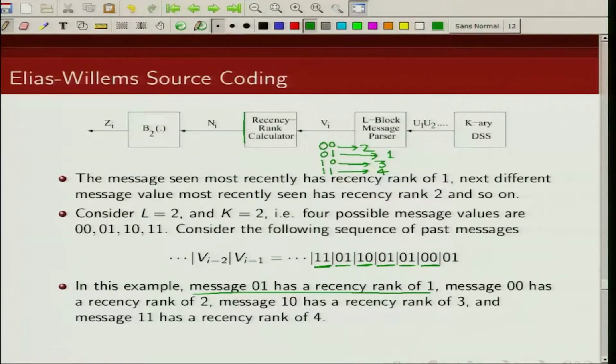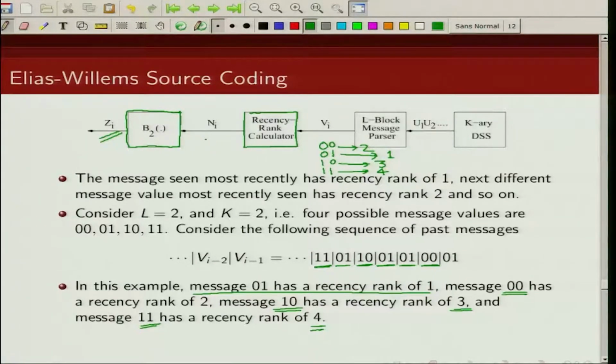So this block that I mentioned is essentially emitting a positive number, and that's an indication of how long in the past that particular sequence has occurred. So as I said, 0, 1 has a recency rank of 1, 0, 0 has a recency rank of 2, 1, 0 has a recency rank of 3, and 1, 1 has a recency rank of 4. Now, what this Elias code will do is, it will code these positive numbers, and the resulting code is going to be a prefix free code.